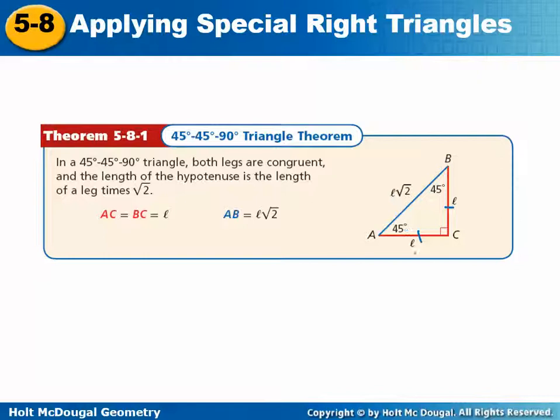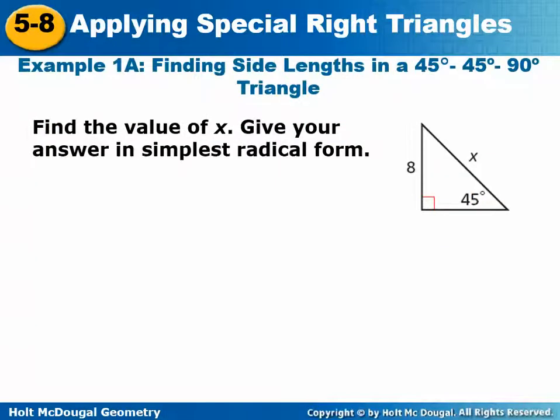So if L is 8, this would also be 8, and this would be 8 square root of 2. If this was 5, this would be 5, and this would be 5 square root of 2. So as long as we know one of the legs, we can find every other side. Also, if you know the hypotenuse, you could divide it by the square root of 2 in order to find the legs.